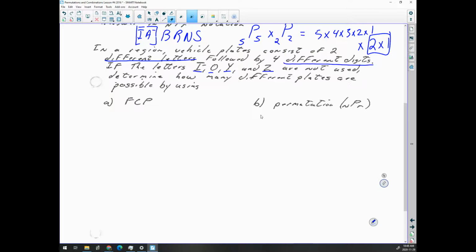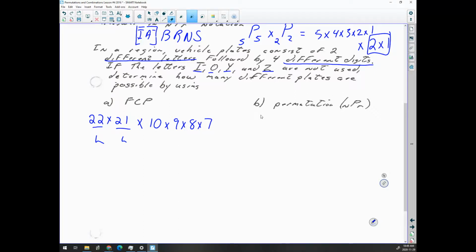That means no repetition. If I pull an M out of the bag for the first letter, I put it aside. There's no more M's in the bag. If there was repetition allowed, I could put the M back in the bag. So by the fundamental counting principle, for the letters we have 22 for the first one, 21 for the second, because there are 26 letters and we've taken these 4 out. And I'm going to multiply that by there are 10 different digits, then 9, then 8, then 7.